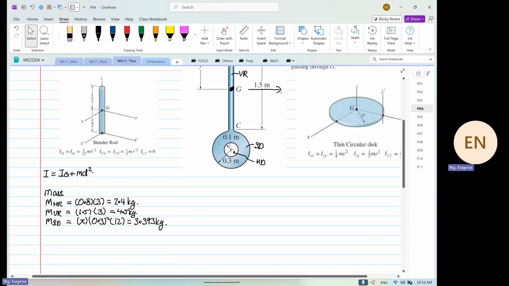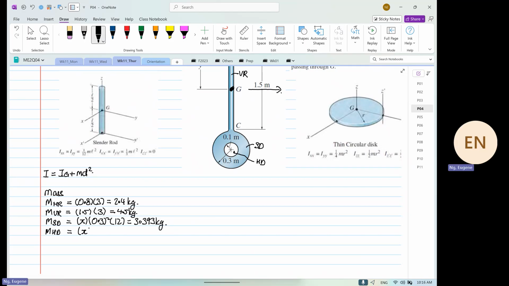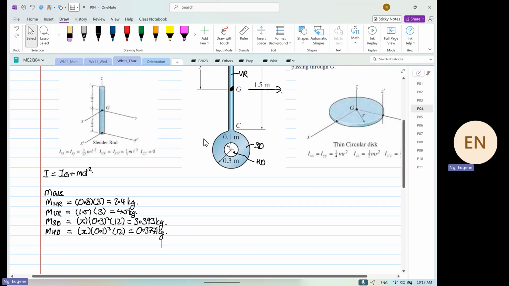And then finally, the mass of the hollow disk. So this is again pi multiplied by 0.1 squared, and then we multiply by 12. That gives 0.377 kilograms. Okay, so now we have all this information.